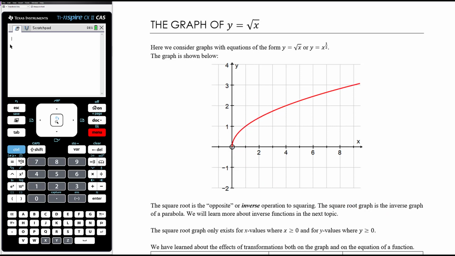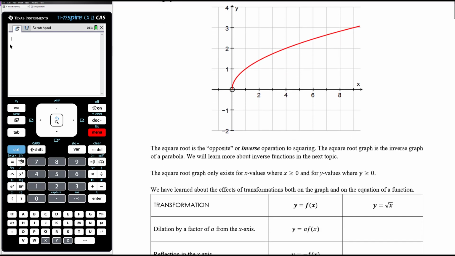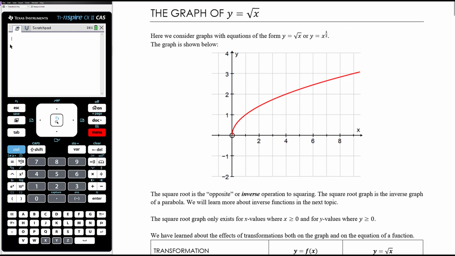As I said, we'll look at inverse functions a bit further on in this topic, and we will look at that in a bit more detail. But in terms of shape, you do want to think about it being half of a parabola on its side. The square root graph only exists for x values when x is bigger than or equal to 0. Okay, so it only exists over here on the right-hand side of the y-axis.